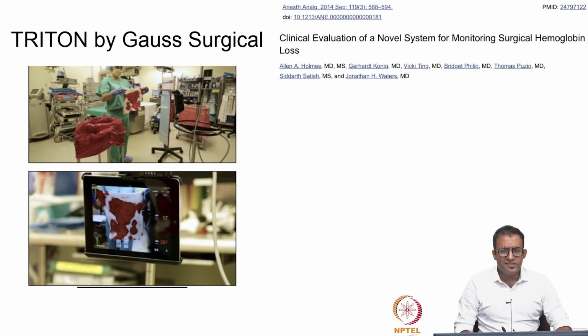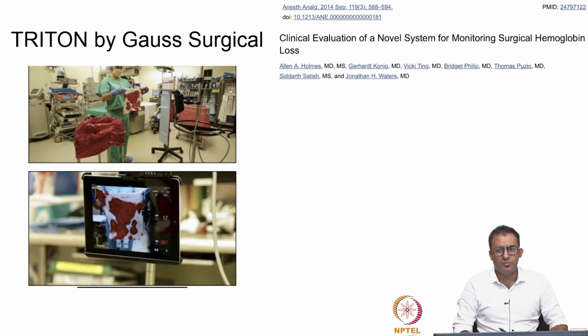So today's case study is of a successful surgical startup called Gauss Surgical. It was founded by Siddharth Satish. He is an engineer, a deep learning expert, and the product was called Triton. Now Gauss Surgical recently has been acquired by Stryker as of July 2021, and Siddharth has become a vice president at Stryker.